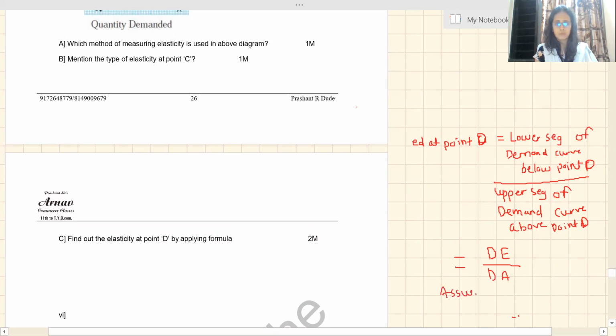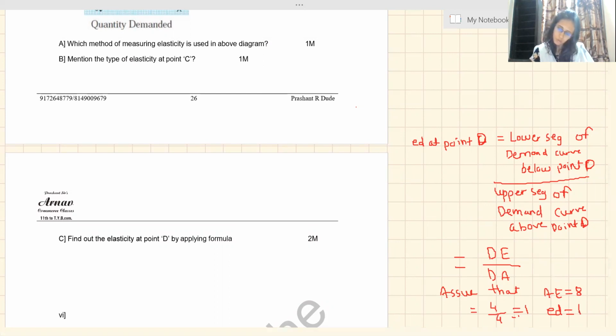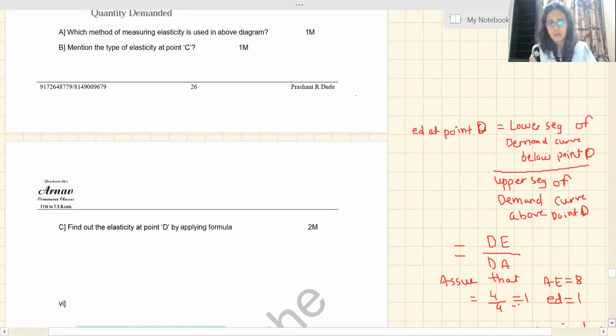Assume that AE is equal to 8 centimeter. So 4 upon 4 is equal to 1. So elasticity of demand is equal to 1. Okay. They have not given the measurement, but we have assumed. It looks like in the textbook we have drawn like that only. So we have assumed over here.